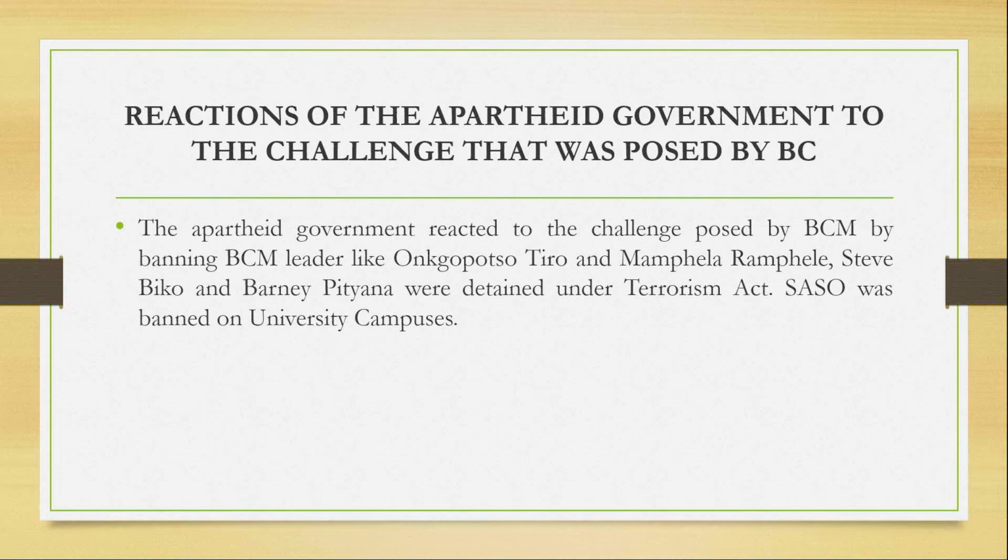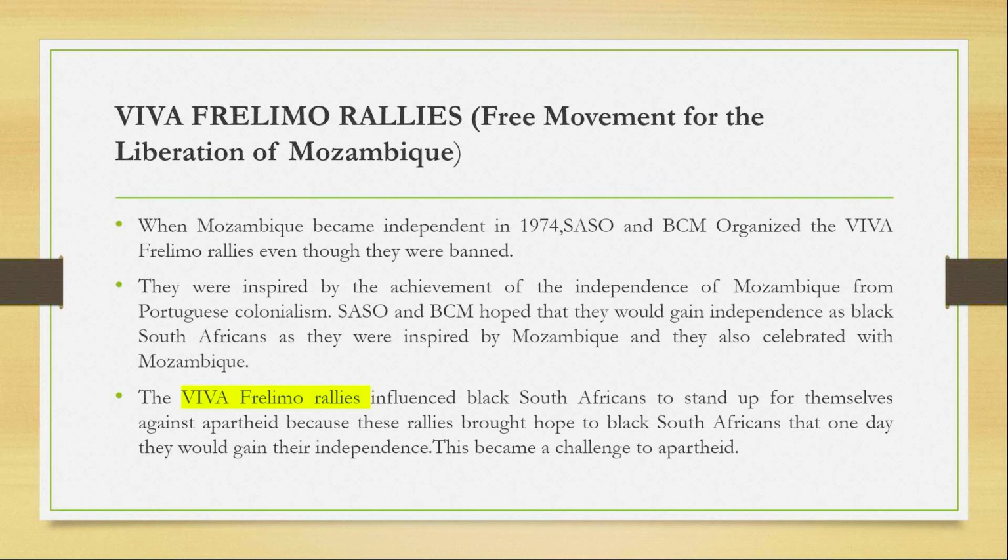If you look at the reactions of the apartheid government to the challenge that was posed by BC, the apartheid government reacted by banning BPC leaders like Ohkgopotso Tiro and Mamphela Ramphele. Steve Biko and Pani Pityana were also detained under the Terrorism Act. Even SASO was banned on university campuses. Now, in this essay, you must also allude to the Frelimo rallies, the role played by Frelimo rallies in strengthening black South Africans so that they can be able to stand against the apartheid government.